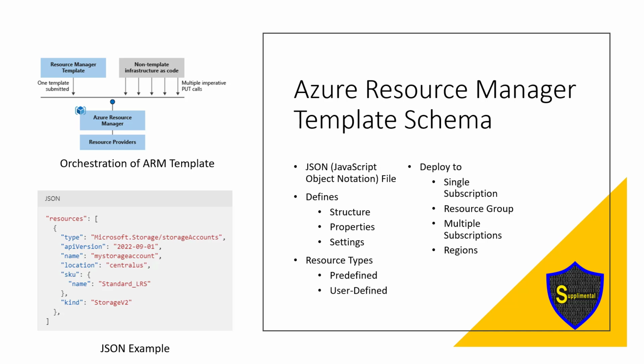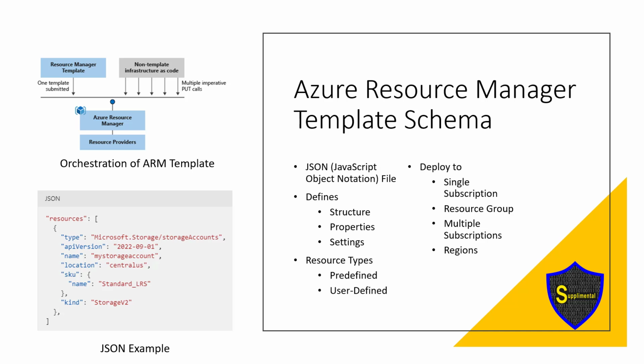An Azure Resource Manager template, ARM template for short, is a schema in JSON, which is JavaScript Object Notation. It's a file format that serves as a blueprint for creating and managing Azure resources. It defines the structure, properties, and settings necessary to deploy and manage Azure resources using Azure Resource Manager. It provides a standardized and scalable way to define and manage resources using Azure Resource Manager.